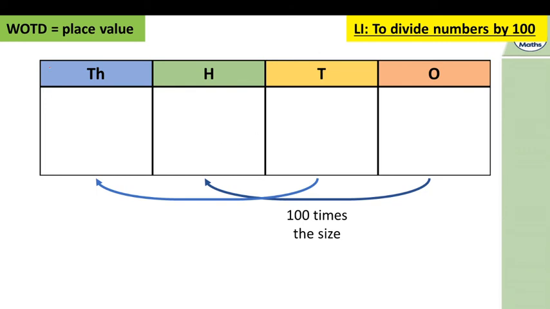100 times 10 is 1,000. Sorry, 10 times 100 is 1,000. Got a bit confused there. 10 times 100 is 1,000. So it's just showing you that it's moving over 2 columns to the left.